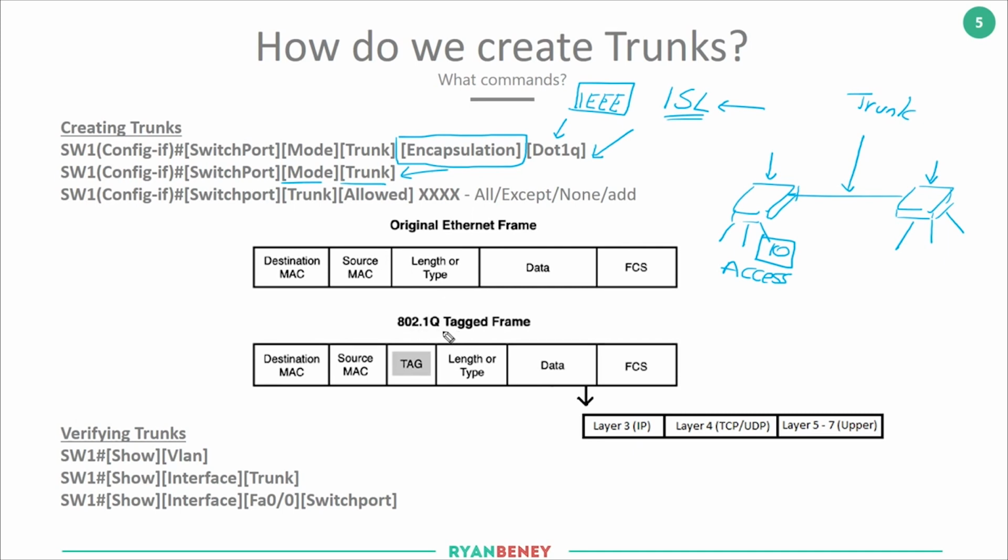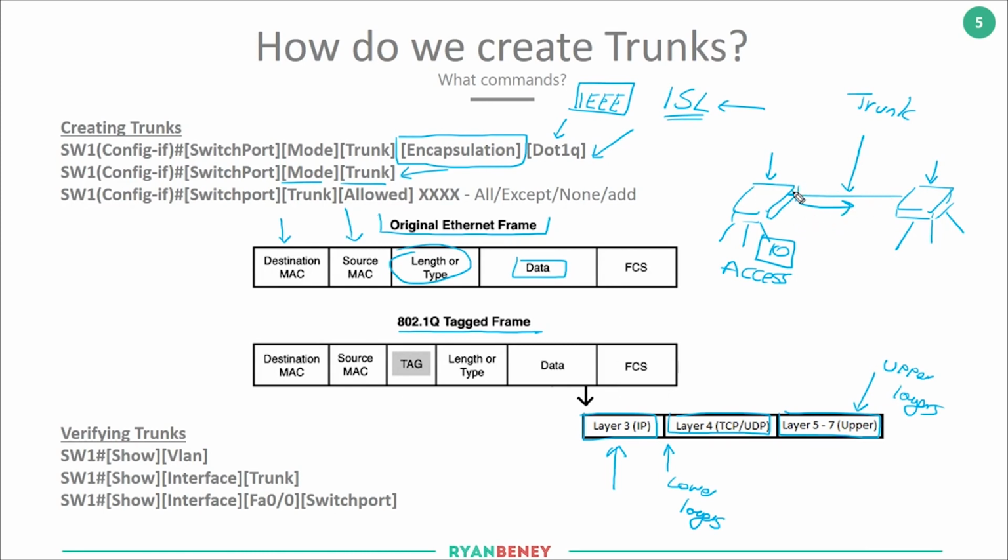And the way they do that is they insert what's called a .1Q tag. And you can see just at the top here, this is the original Ethernet frame. We've got the destination MAC address, the source MAC address, the length or type of the actual Ethernet header, the data, and in the data field, this is where our upper layers would sit. So this is where IP, TCP, UDP, and the application. So this is the upper layers. These are our lower layers. But ultimately, they've all been encapsulated inside this frame that's been sent across the wire.